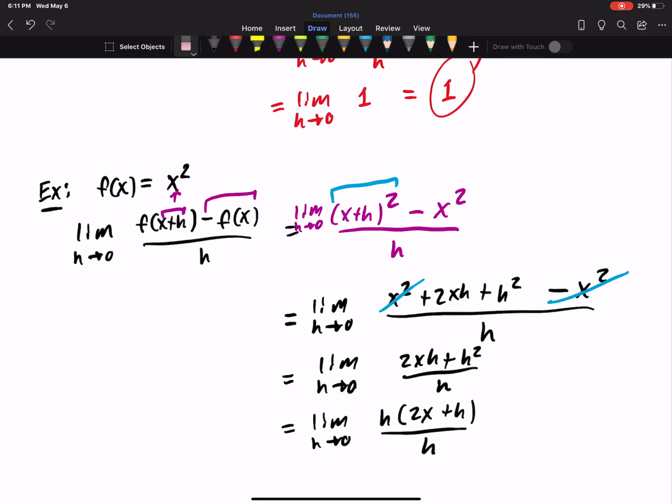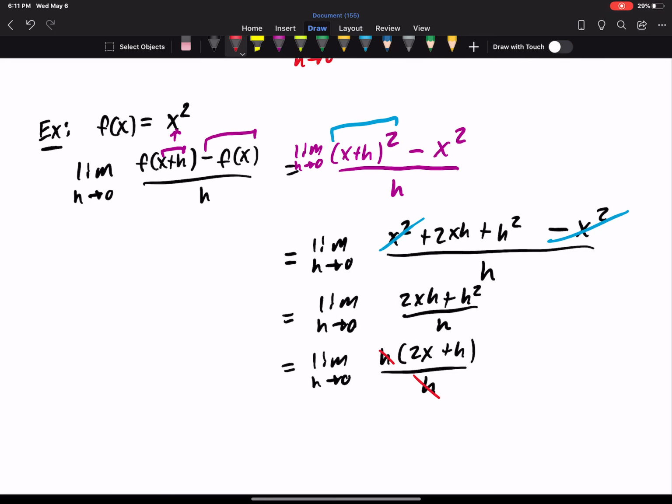All right, and then you can cancel your h's now because they're both being multiplied on top and bottom. This finally leaves you with the limit as h approaches 0 of 2x plus h, but since we don't have an h in the denominator anymore, we can plug in our 0, giving us just 2x. So the derivative of x squared is 2x. So let me write this up top here. So the derivative, f prime of x, is equal to 2x.